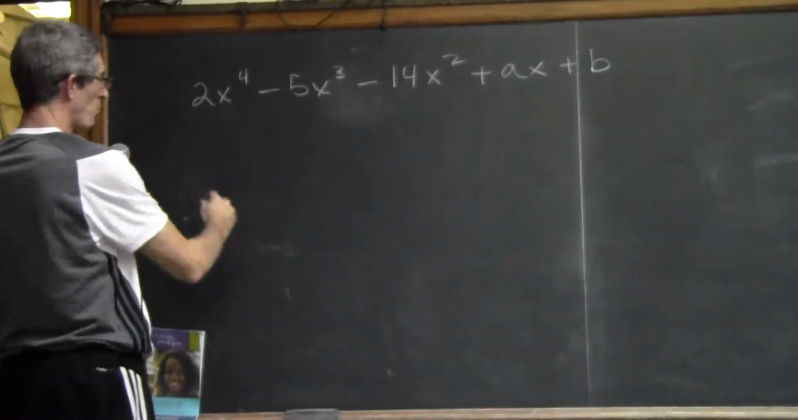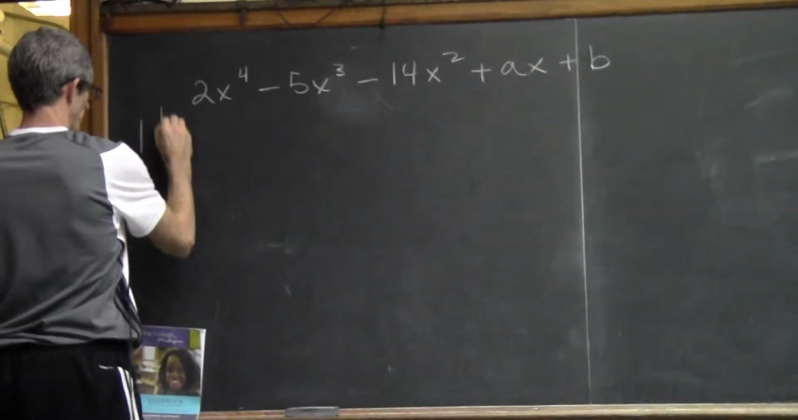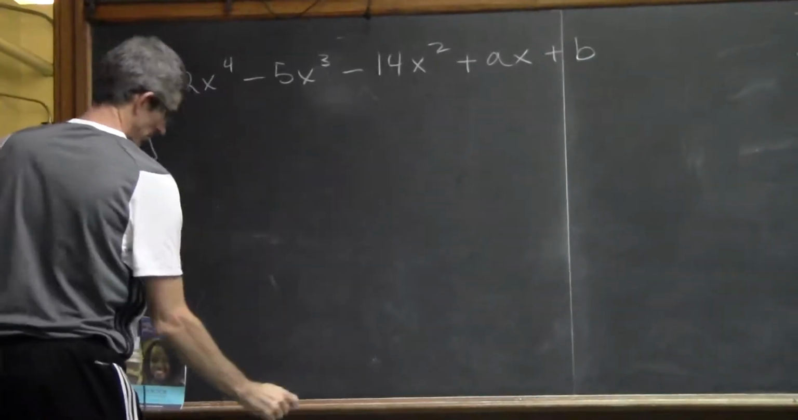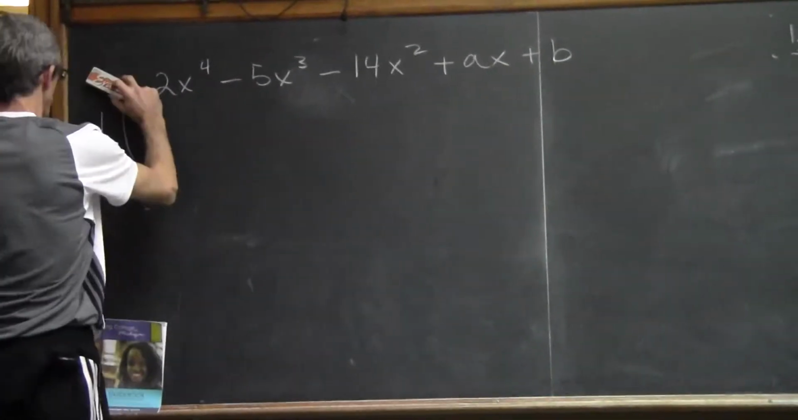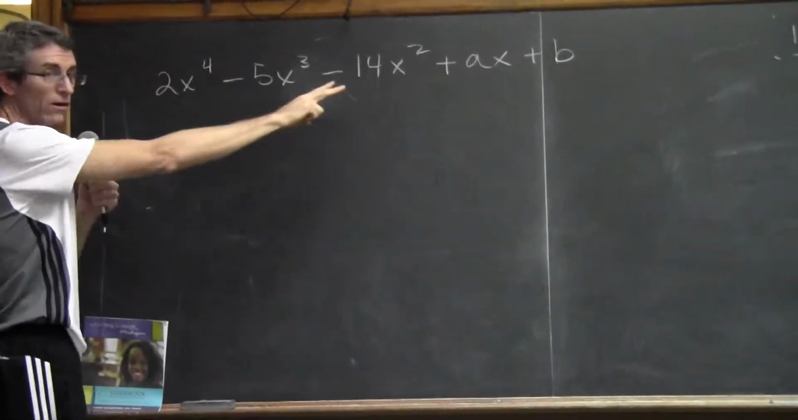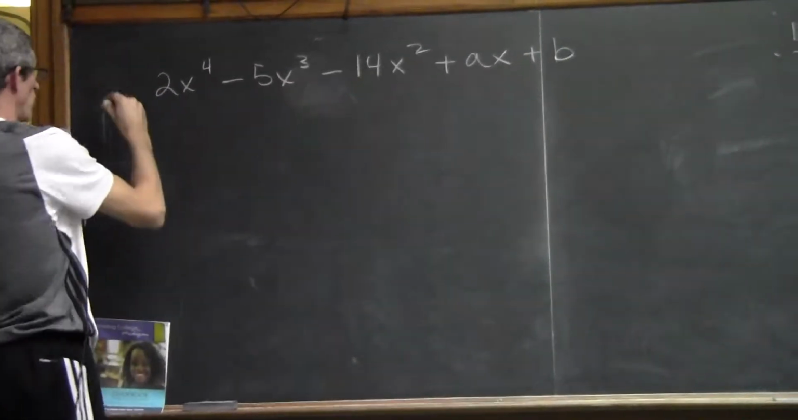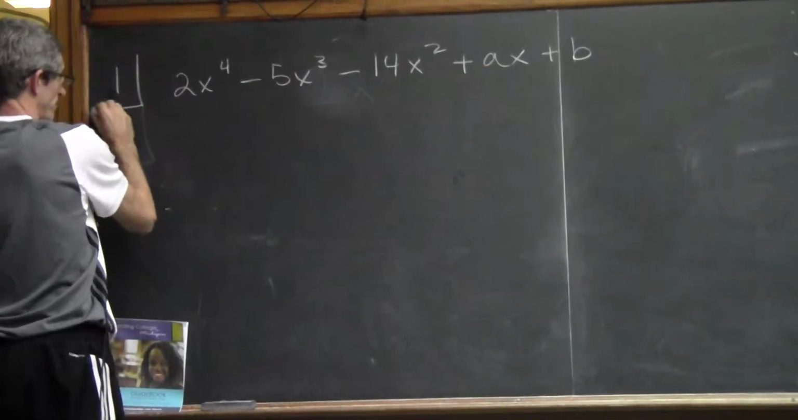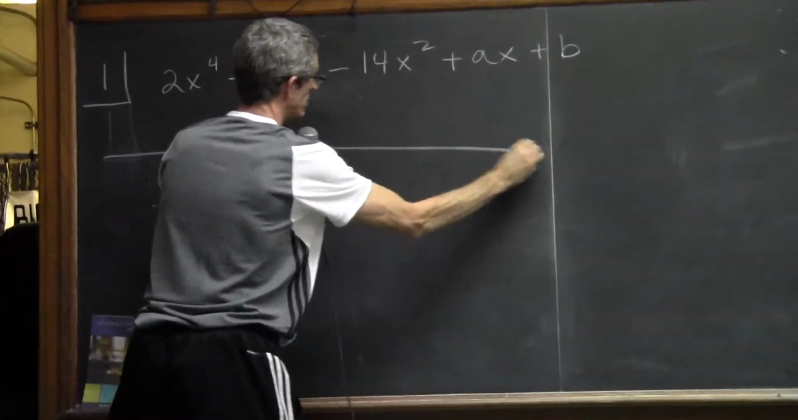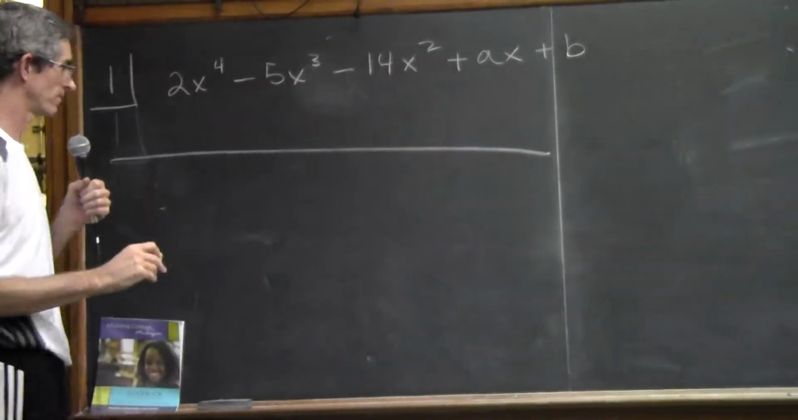So I'm going to start with 1. Why not? Actually, why don't I write it? I'm not going to rewrite all this. I'm going to just use the coefficients. All right, so hopefully it doesn't confuse you guys. Just imagine like the x's aren't there for this.